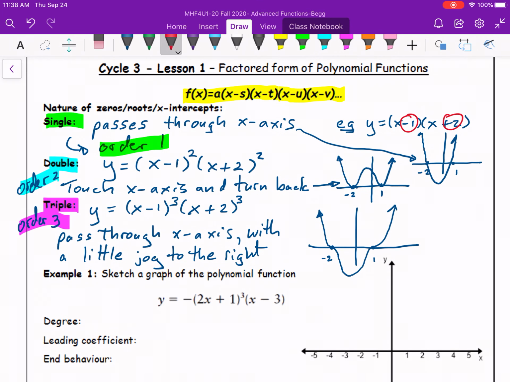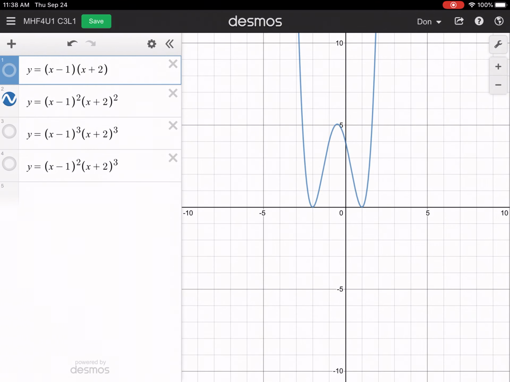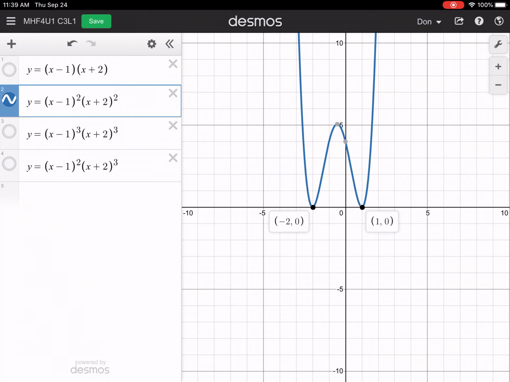But we can have other exponents on the brackets besides just 1. So we could have, for example, the exponent 2. So I took the same factors, x minus 1 and x plus 2, but I put a squared on each one of them. And I've already drawn the sketch, but let's see it in Desmos first. So I'll turn this one off, turn this one on, and there's the shape. Take a look at what happens. The zeros are still -2 and 1.